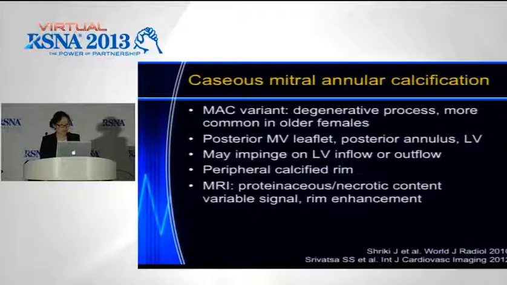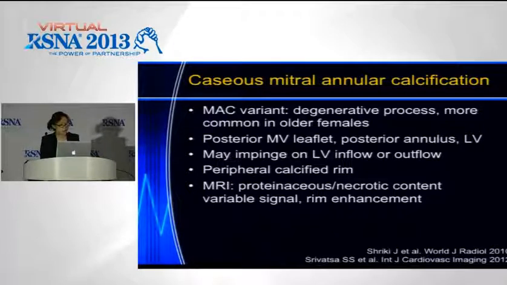So this is an example of caseous mitral annular calcification, and this is one variant of mitral annular calcification which we see very commonly. It's simply a degenerative process. What's interesting about the caseous MAC is it is representing liquefactive caseation necrosis. It is not TB related, it is not infection related. Classically, we'll see it between the posterior mitral valve leaflet, the posterior annulus, and the wall of the left ventricle. And as occurred with this patient, it can impinge on left ventricular inflow or outflow and become symptomatic.